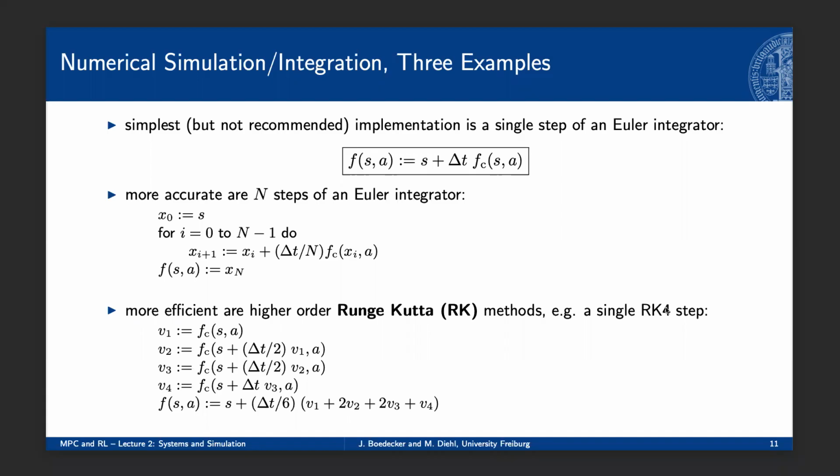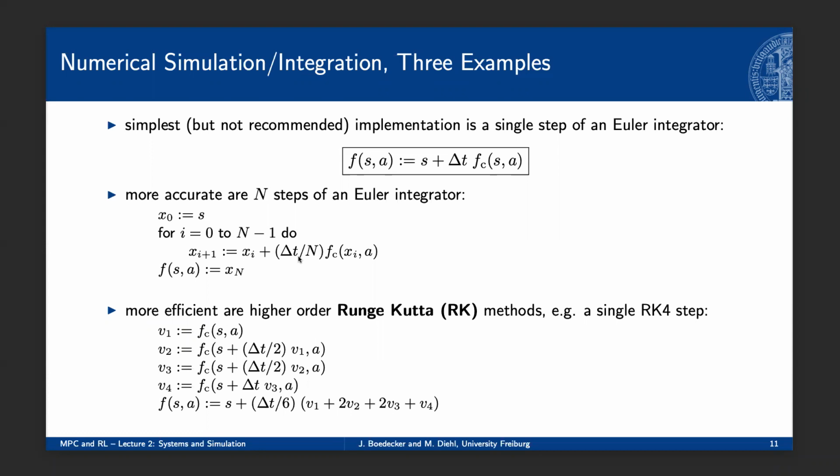You can make this more accurate if you do more steps. So you could just do several of these steps. And here I introduce this index n, and then we have a loop that starts to do these steps. And each of the steps is then smaller. Now it's delta t divided by n. That would be already a bit more accurate. But it turns out to be very expensive, unfortunately. And there's a much more efficient way to get even better accuracies.